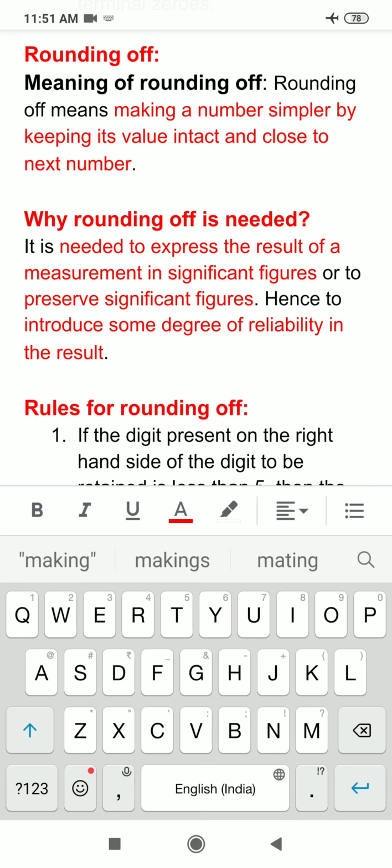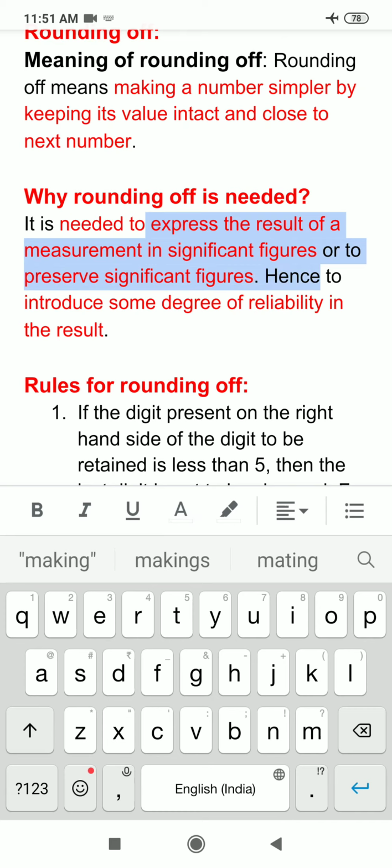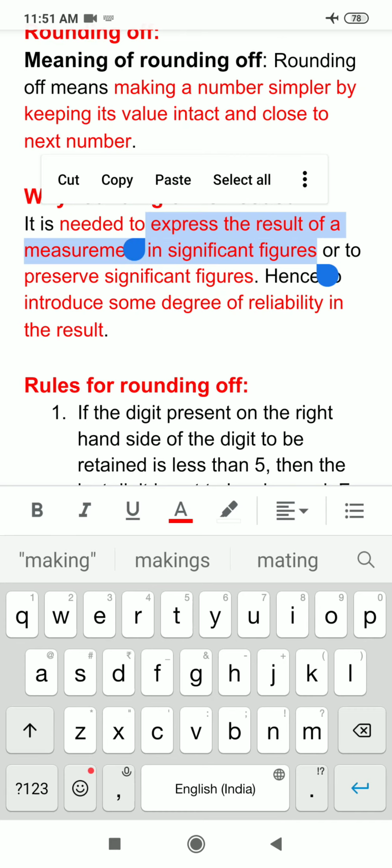So the requirement of rounding off is that we need to express the result of a measurement in significant figures. Suppose we have a measurement with many places after the decimal. So it is not always necessary that you write each and every figure after the decimal. You can make them significant by rounding off.